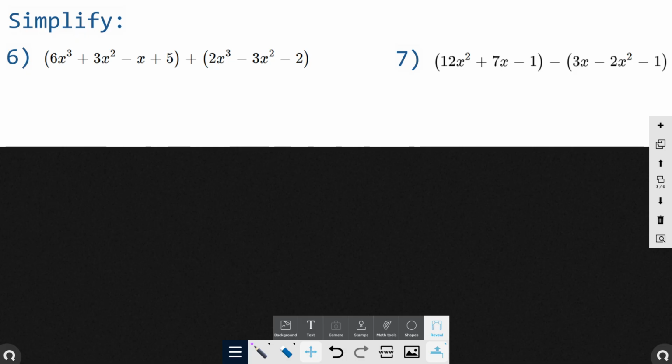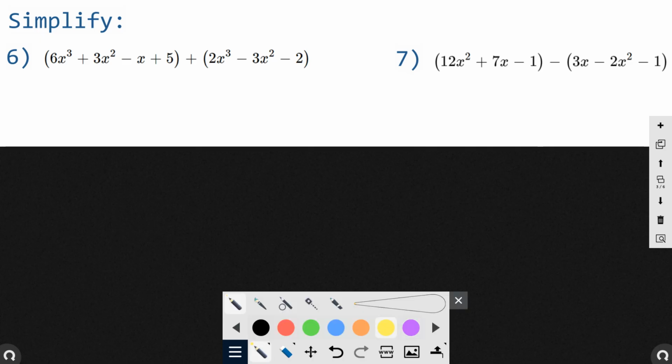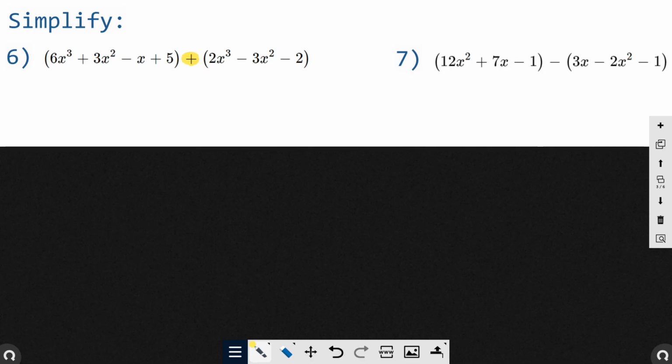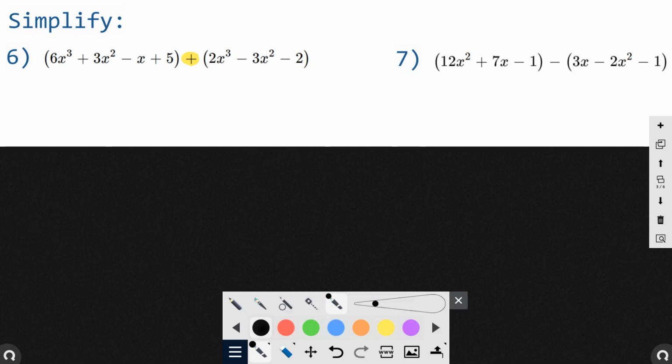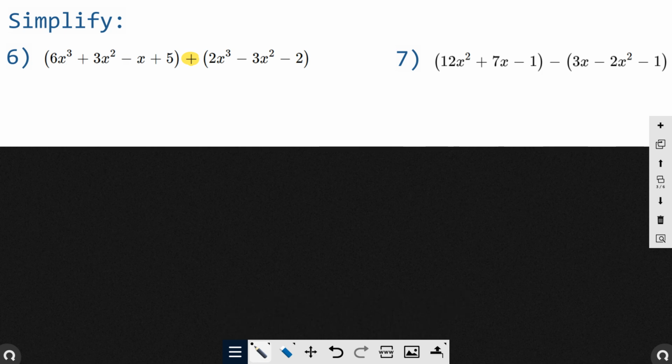Now, here we have a polynomial and another polynomial. And what's between them? An addition sign. So what are we going to do? We just add up like terms. That's all we got to do. They're just written in parentheses, denoting one polynomial from another polynomial. So let's just add up things that are alike. So things that are alike have the same variable with the exponent. That's right.